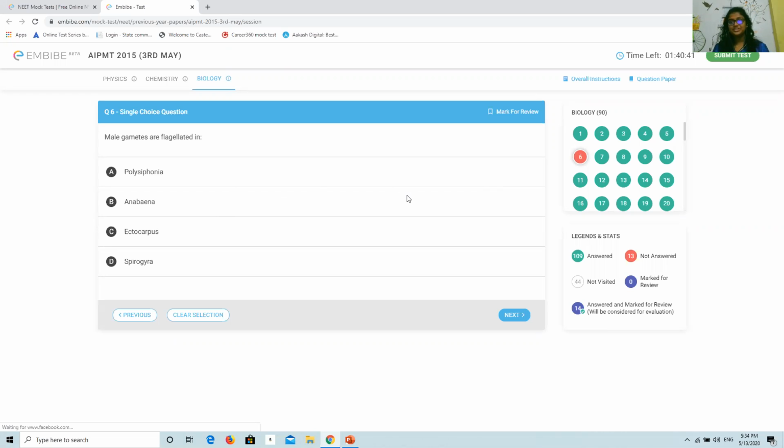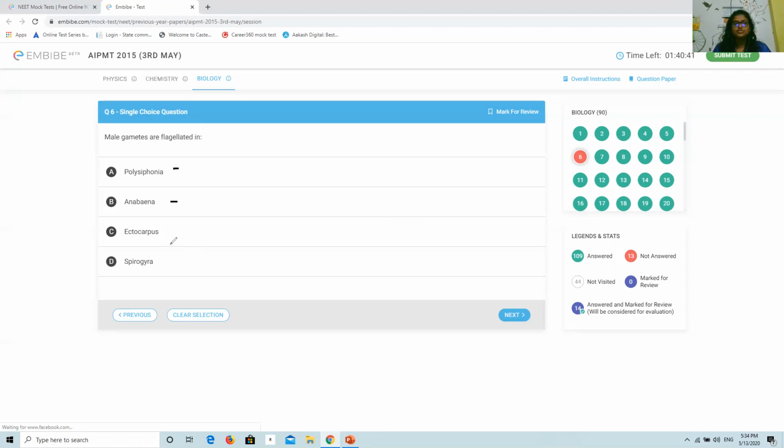Now, flagellated means flagella, we have to look for the presence of flagella. Now, as you can see here, Polysiphonia is a red algae, and you know red algae lack flagella. They do not have any flagella. We come to Anabaena. Anabaena is a nitrogen fixation bacteria. Alright, if this is a bacteria, then sexual reproduction will not be much, it will be by transfer of pili. So that option is also gone.